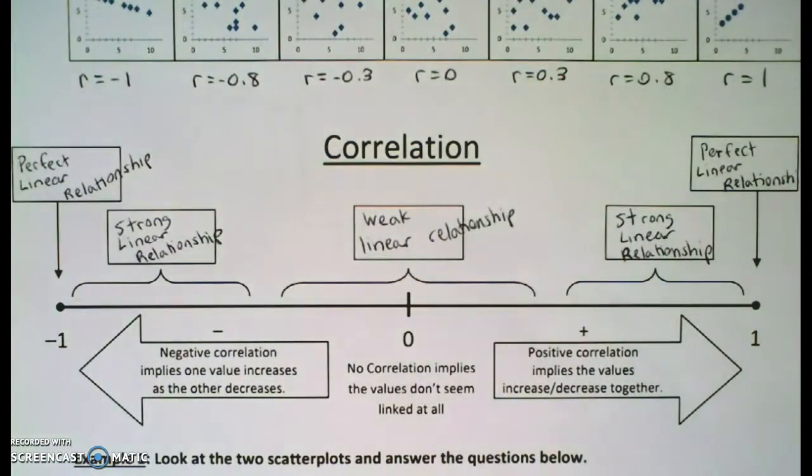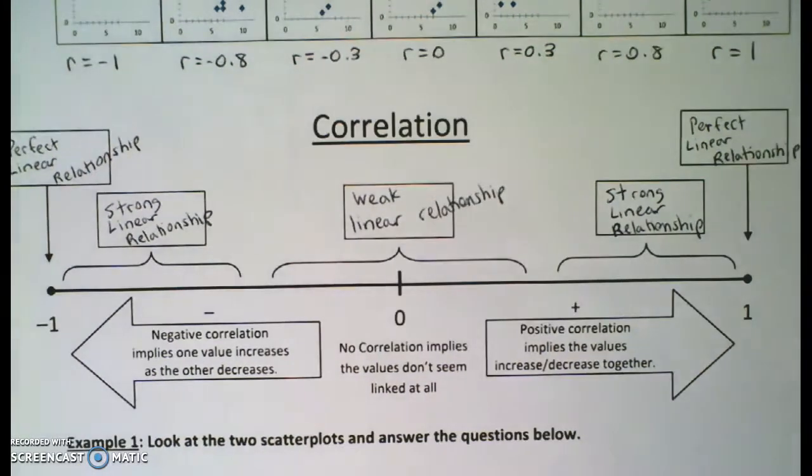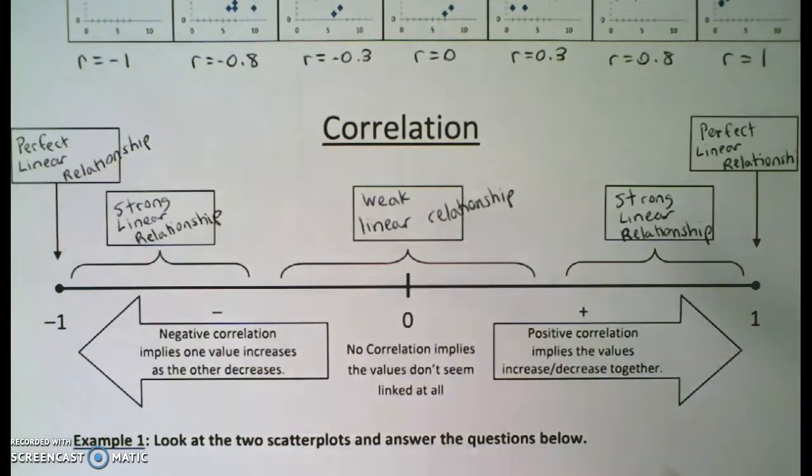So underneath our little scale here, we have negative correlation, which implies one value increases as the other decreases. No correlation implies that the values don't seem linked at all. And positive correlation implies that they increase or decrease together. So as one increases, the other increases as well, or if one decreases, the other decreases. So let's look at some examples.